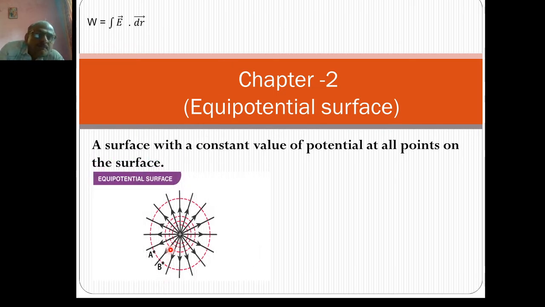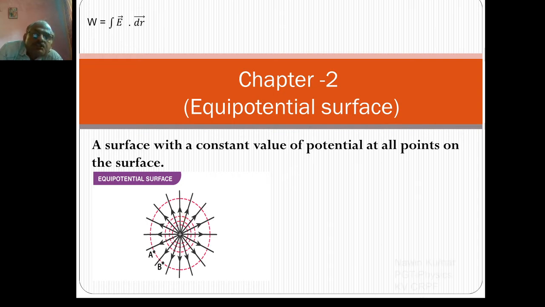Let us see here, it's a positive charge, so the electric field is radially outward. At this point, potential will be kq by this distance. If this distance is r, then at distance r, every point will have the same potential. So this surface is an equipotential surface.